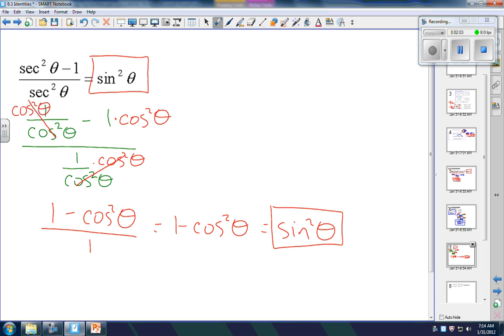Okay, so there's not always just one way to do these. If you want, pause it here and try and replace this upper piece with the tangent squared and see if you can get that guy to work as well. Okay, it's a simple little fraction within fraction type thing. Okay, but I just did it that way to show you a different way.